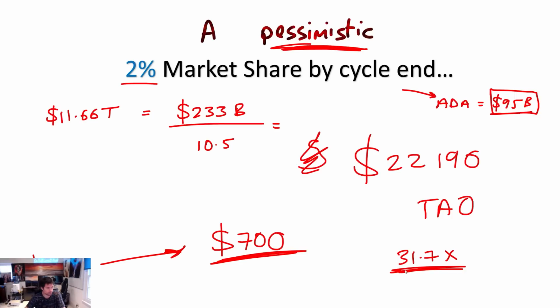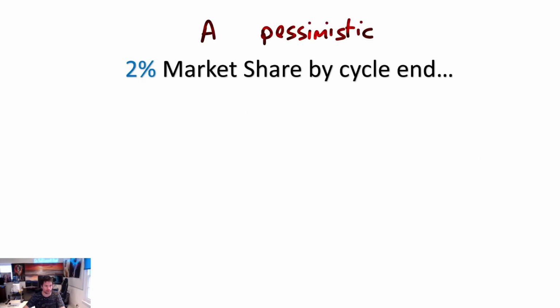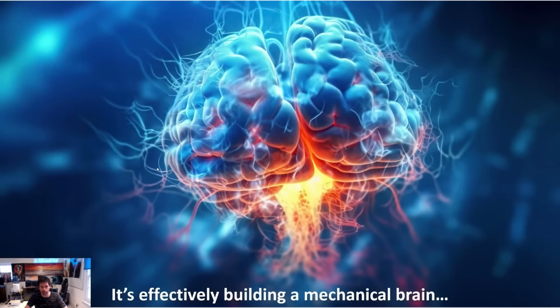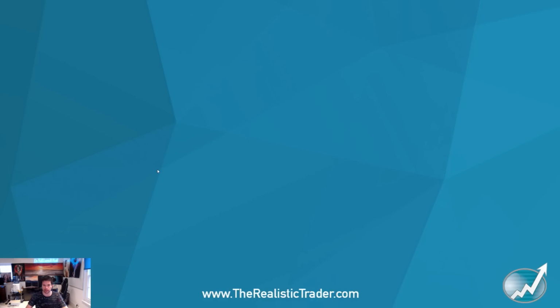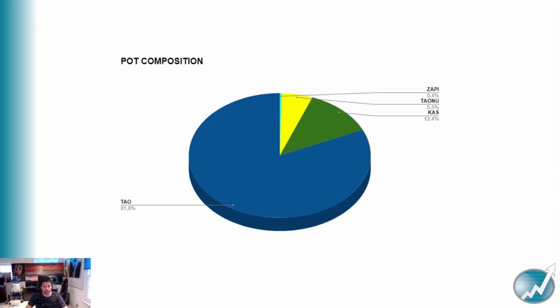I'm going to be really pissed off if we don't. But let's say I'm wrong by 100% and we only get 1% market share. Okay, great. Well, you're looking at $11,000 per TAO, which is basically a 15x from here. So hopefully you can see why basically 90% of my whole portfolio is in TAO. I mean, if we go to my thing here, 81.8% is in TAO.